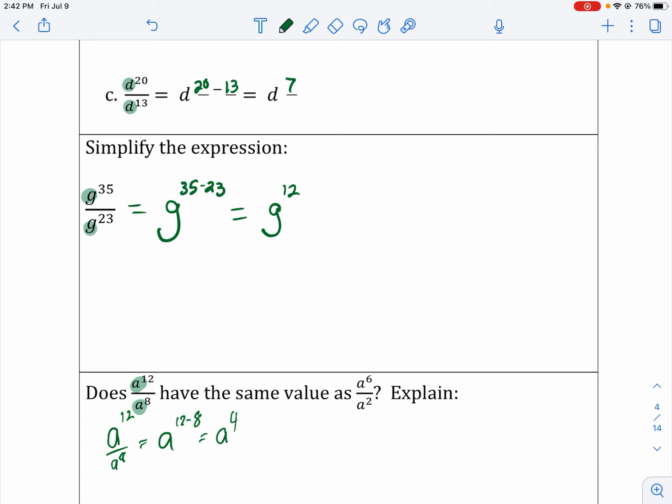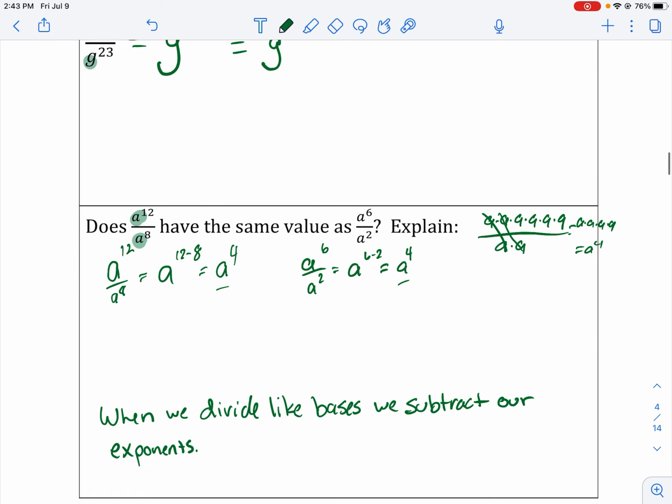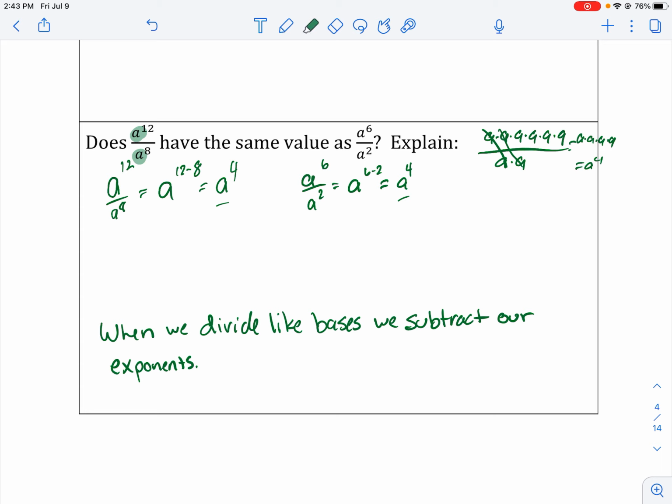There's also the long way of writing it out that is guaranteed to help us get it right. And we can cancel these, right? And I have 4 a's on top, which a times a times a times a is a to the 4th. Or we can do what we have learned above, where when we divide like bases, we subtract our exponents, the exponent in the numerator minus the exponent in the denominator, and I get a to the 4th both times. Again, let's write this down. When we divide like bases, we subtract our exponents.